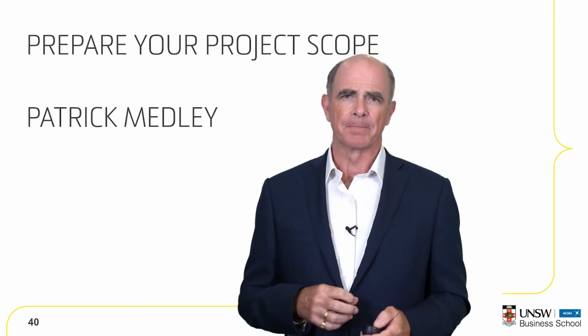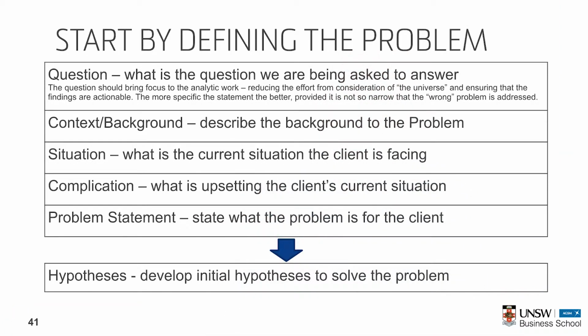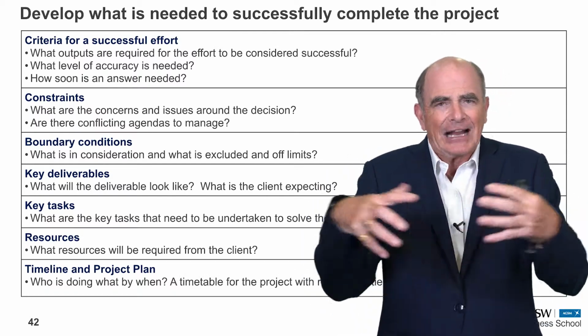I said in that previous video, it's about defining the question. What is the question that we're trying to solve? The context, the background to the problem, the situation that the client's got, the complication that the client is facing, and coming out with that problem statement, which is so important to get right. And then starting, as Greg's helped to take you through some of the thinking here, the hypothesis that you're going to need. And then you actually start building that complete scope.